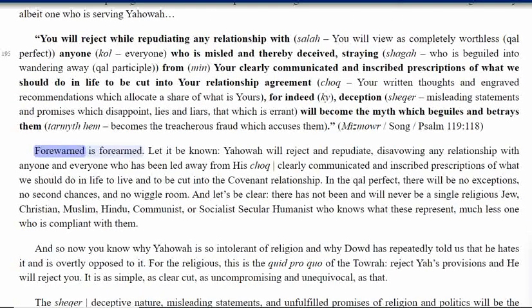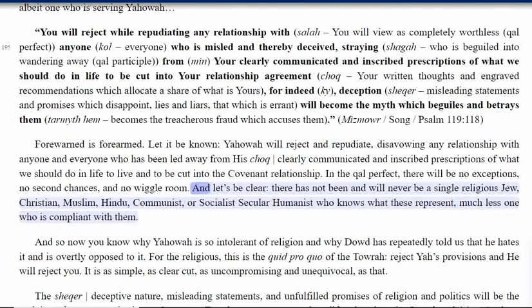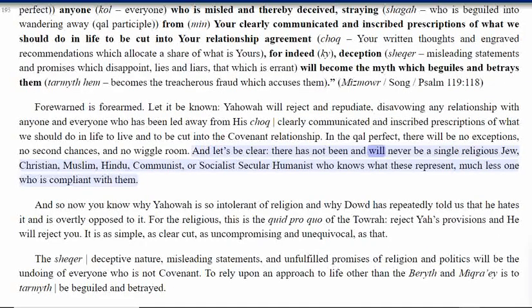119:118. Forewarned is forearmed. Let it be known, Yahowah will reject and repudiate, disavowing any relationship with anyone and everyone who has been led away from his Cook, clearly communicated and inscribed prescriptions of what we should do in life to live and to be cut into the covenant relationship. In the Kal perfect, there will be no exceptions, no second chances, and no wiggle room. And let's be clear, there has not been and will never be a single religious Jew, Christian, Muslim, Hindu, communist, or socialist secular humanist who knows what these represent, much less one who is compliant with them.